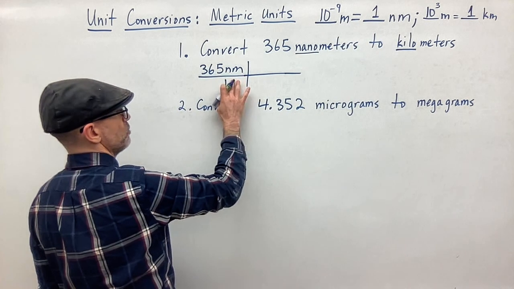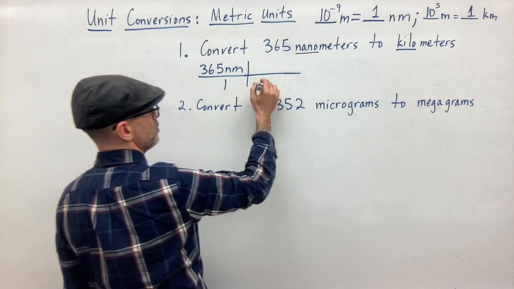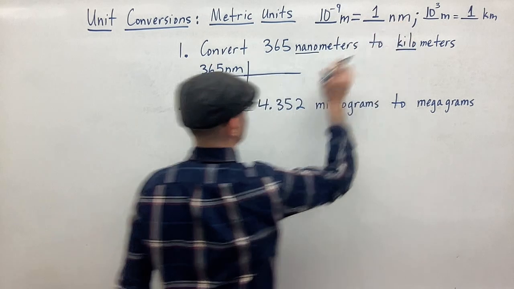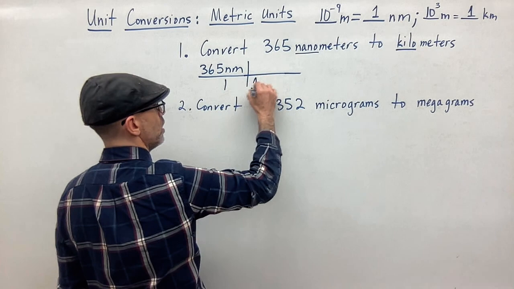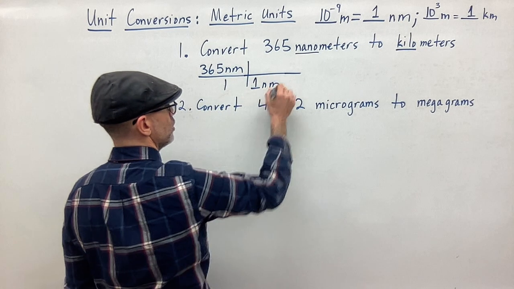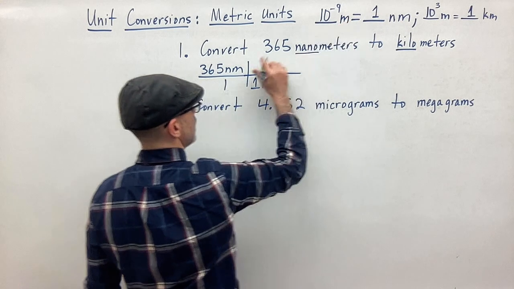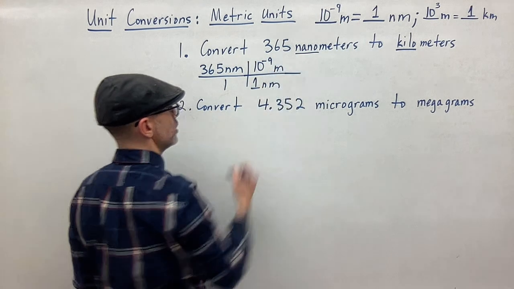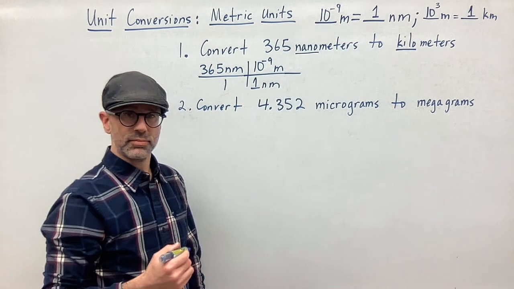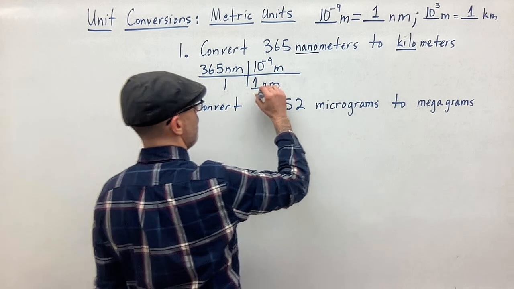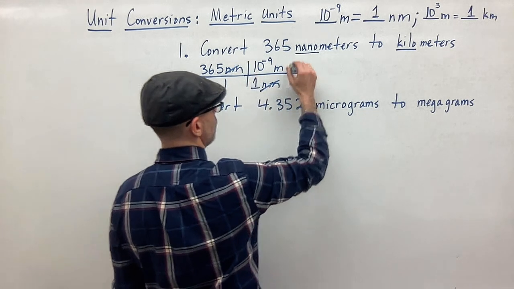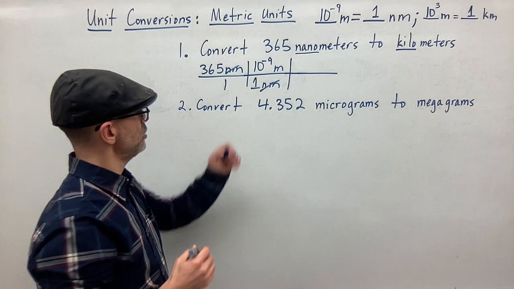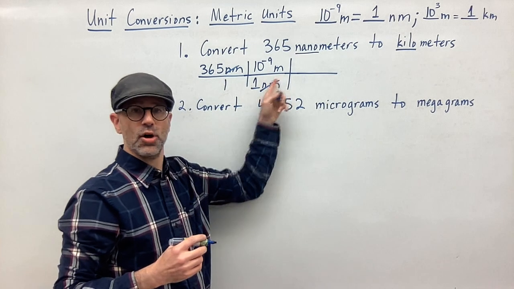Since I have nanometers on the top here, I'm going to put nanometers on the bottom. How many nanometers? 1 nanometer goes on the bottom, and 10 to the negative 9 meters goes on top. So now my nanometers cancel out. Now I can go to the next step. So now I have meters.